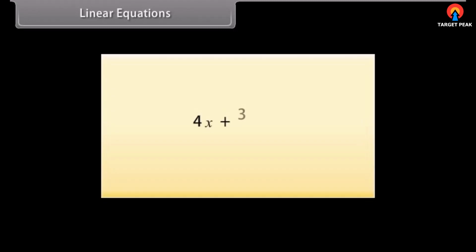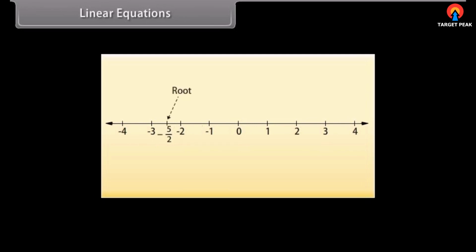Linear equations. We know that a simple linear equation is an equality between two algebraic expressions involving an unknown value called the variable. The two sides of an equation are called the right-hand side or RHS and the left-hand side or LHS. Consider this equation. The solution or the root of this equation is -5/2. Let's see where it is represented on the number line. Here it is.